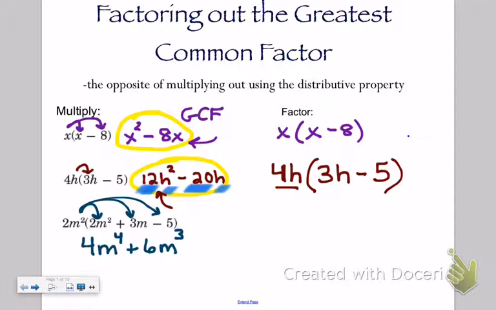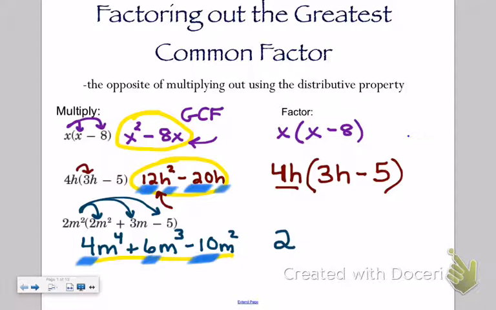Then we have 2m squared times negative 5. 2 times negative 5 is negative 10, and we have an m squared. So now we're going to backwards distribute, aka factoring. So we look and see, we have 4, 6, and 10. What is the greatest common factor of those three? Well, I know that they're all divisible by 2, and that is the greatest common factor of the coefficients.